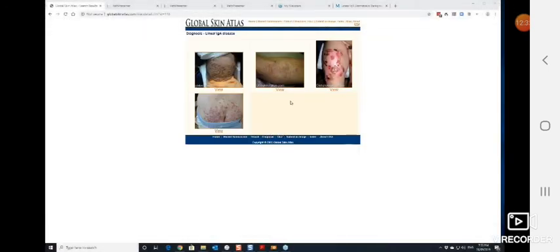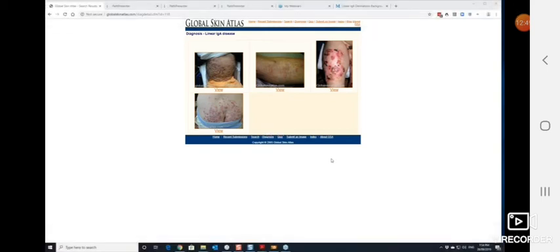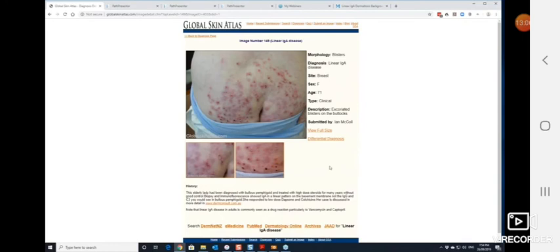Hello, my name's Ian McCall. I thought what we'd do tonight is have a little look at some of the cases of linear IgA disease that are in Global Skin Atlas, and we'll also look a little bit at histopath and treatment. The thing that's important about this condition is that there are two separate age groups in which it can occur. There's this case here that occurs in childhood, called chronic bullous disease of childhood, and the more typical adult linear IgA disease.